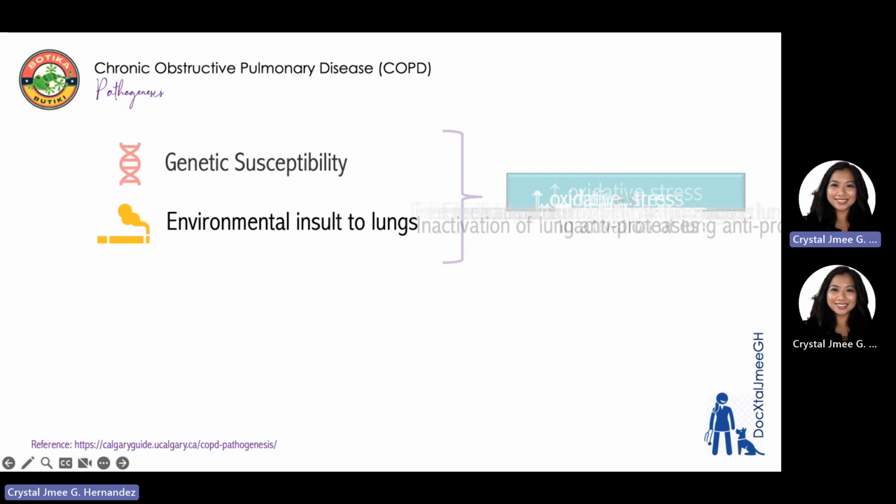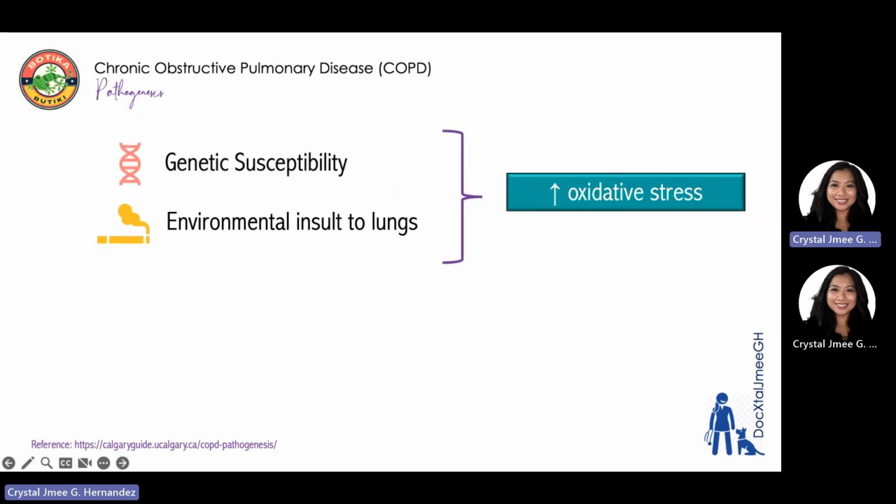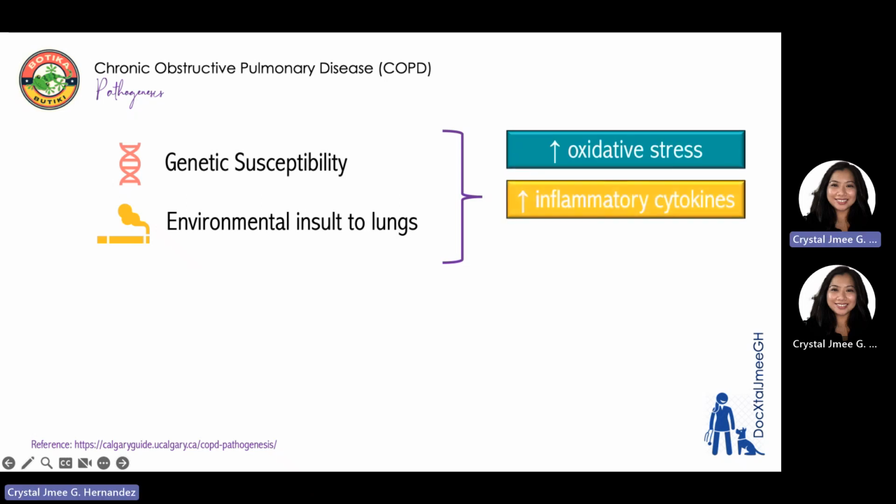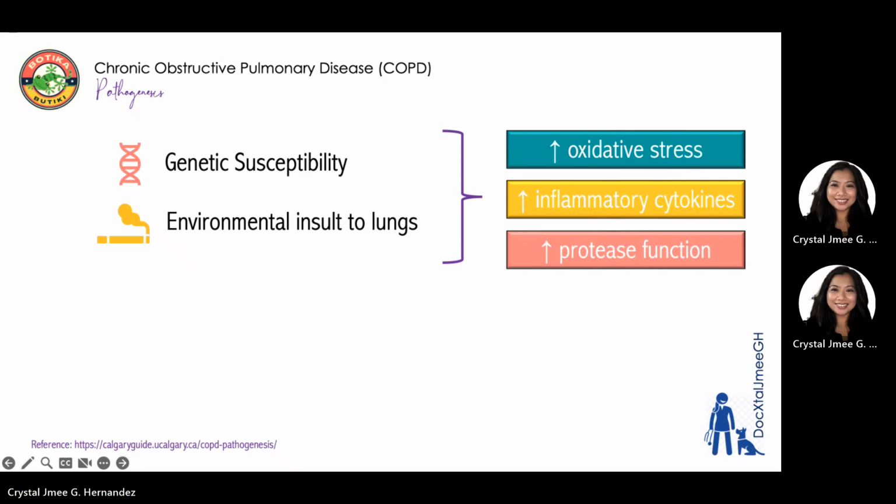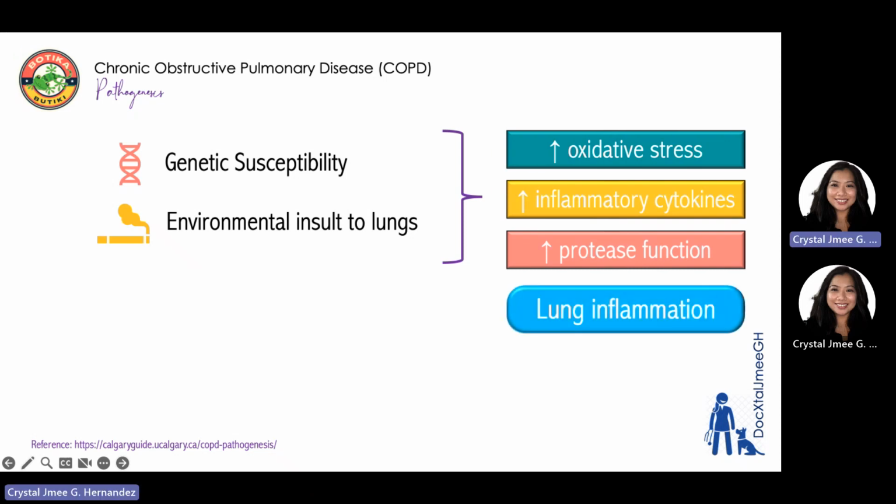Now, moving forward, both of these factors, again, will lead to possible increased oxidative stress. They will increase inflammatory cytokines, as I have mentioned, and of course, increase the protease function. So we will have imbalances between the protease and anti-protease function, all of which will sum up to lung inflammation.